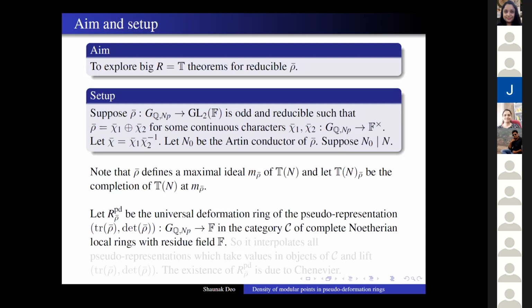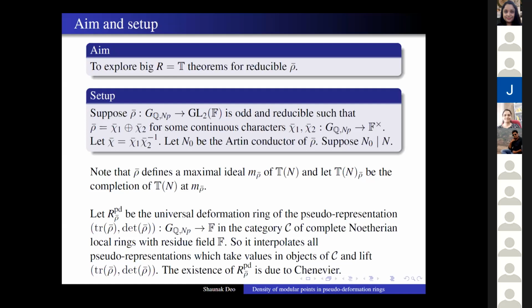So what does this ring do? It interpolates all pseudo-representations which are taking values in objects of C. So which are taking values in complete Noetherian local rings with residual field F, or in other words, the rings of the form quotients of power series rings over W of F, and which lift trace rho bar and determinant rho bar. So instead of parameterizing or interpolating all the lifts of the representations, I'm looking at an object which interpolates lifts of the pseudo-representations. Okay, so pseudo-representation lifts. Tuple of functions which behave like trace and determinant of a function. And this existence is due to Chenevier.